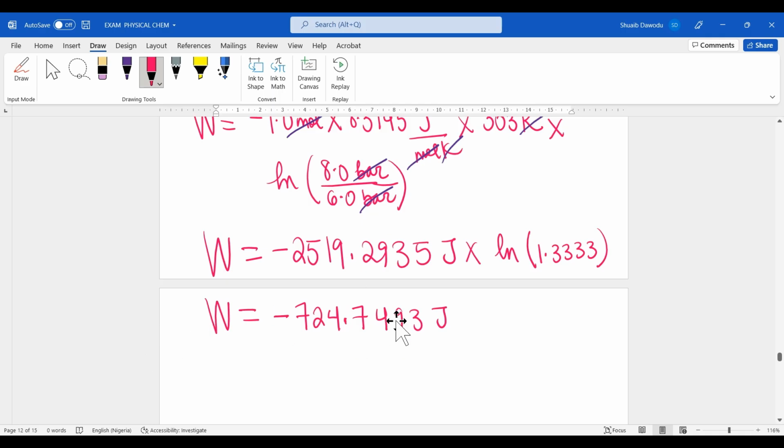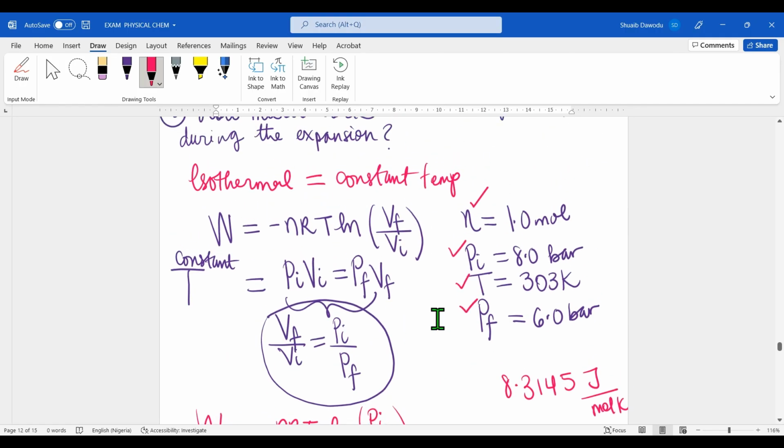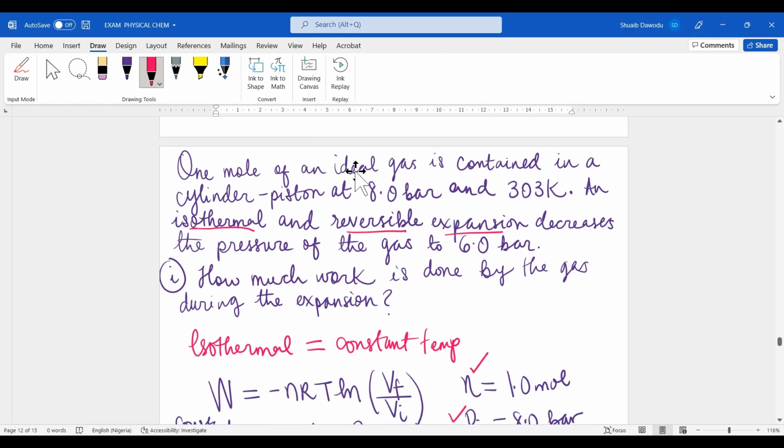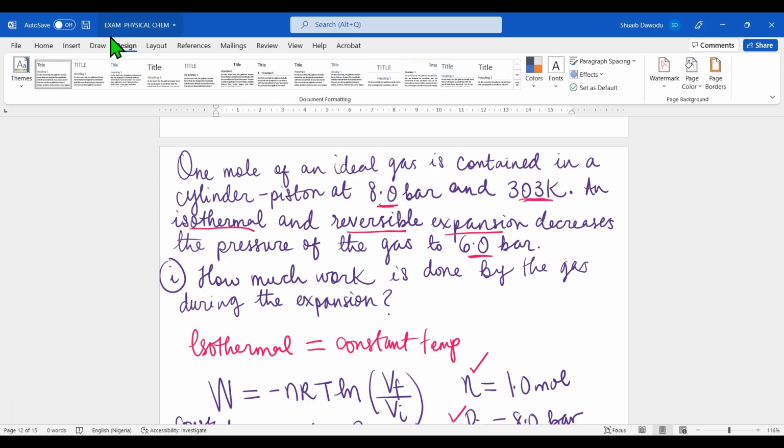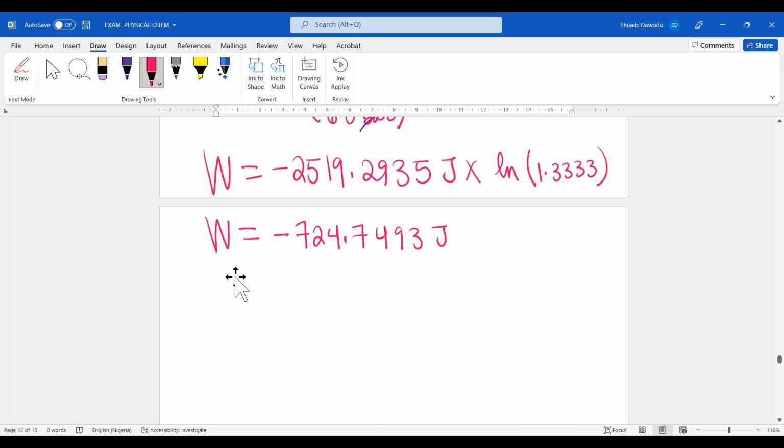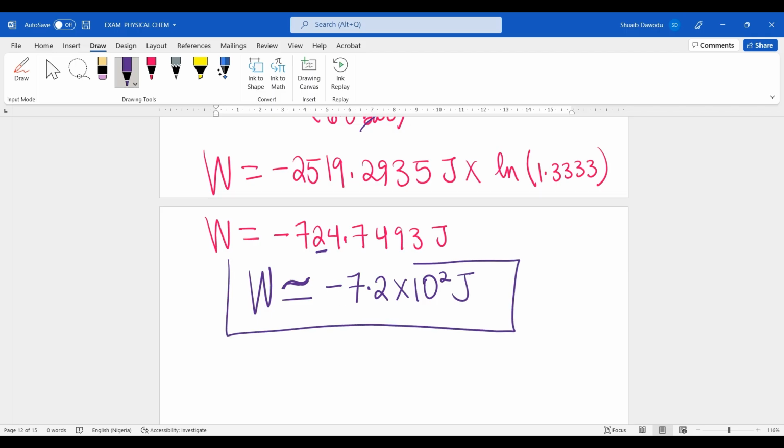But we know that as chemists, we don't just keep raw values, we have to put it in the nearest significant figures that we're given in the question. If you go to the question, we have 8.0 bar, 2 sig figs, 303 with 3 sig figs, and 6.0 bar, 2 sig figs. Well, 2 sig figs is the lowest significant figure, so we have to put this answer in 2 sig figs. So that would mean work done is approximately negative 7.2 times 10 raised to the power of 2 joules. So this is basically the answer to this question.